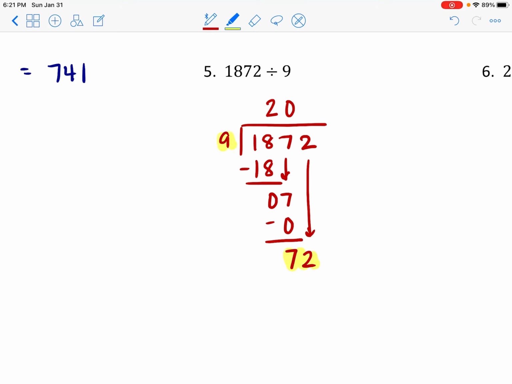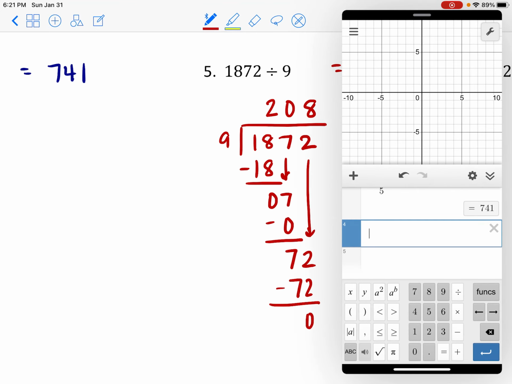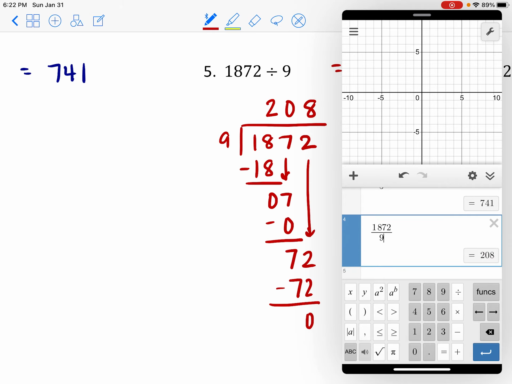72 divided by 9 is going to be 8. Next part of my answer, 8 gets multiplied by 9 to make 72. And when we subtract 72 from 72, we have no remainder, no digits left to bring down, so this is going to be exactly 208. Okay, so again, I can check this. 1,872 divided by 9 is exactly 208.